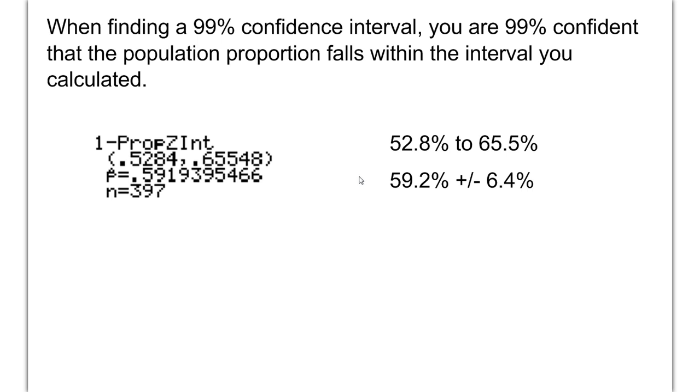Another way to state the exact same thing is that we are 99% confident that the true proportion is 59.2% plus or minus 6.4% in either direction.